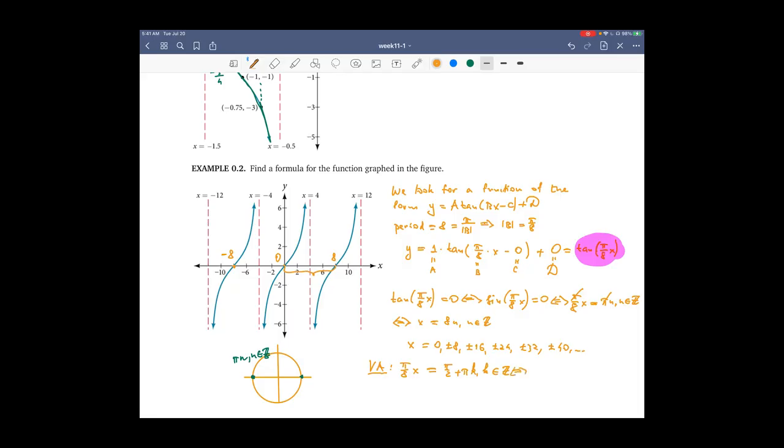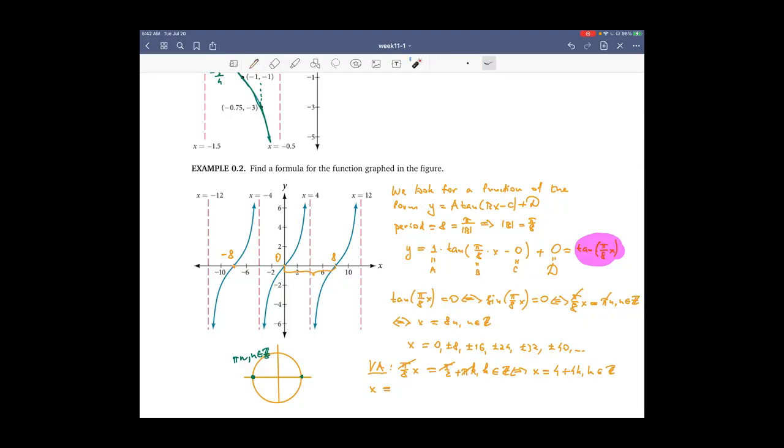Canceling by pi, multiplying by 8, we get x equals 4 plus 4k, where k is an integer. So in short, x equals 0. Now x equals 0 is, that's interesting. Let's check again.